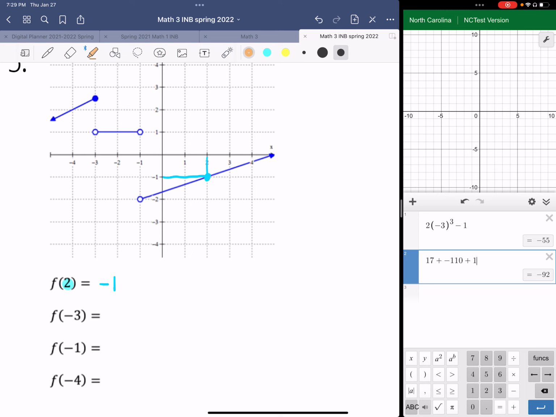All right, so for the next one, I'm looking at negative 3. So if I'm looking at negative 3, now this one, I have negative 3, and I have an open circle, so that one's not going to work. We're going to have to go up to the next one. And I'm going to have to estimate there, but it looks like it's about halfway, so this one would be 2.5.